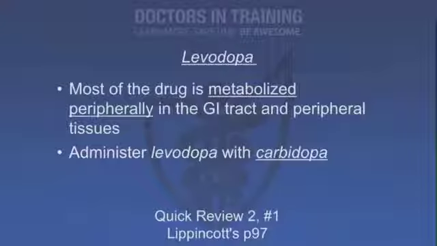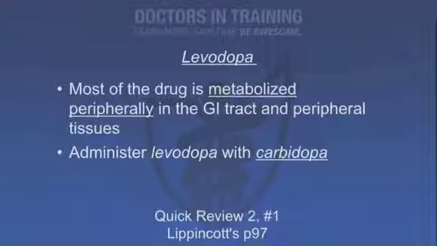All right, we're back and it's time for quick review number 2. Let's get started. Why must levodopa be given in large doses, and how can you reduce the dose? Well, in regards to levodopa, most of the drug is metabolized peripherally in the GI tract and in the peripheral tissue. So initially we used large doses just to overcome that peripheral conversion.